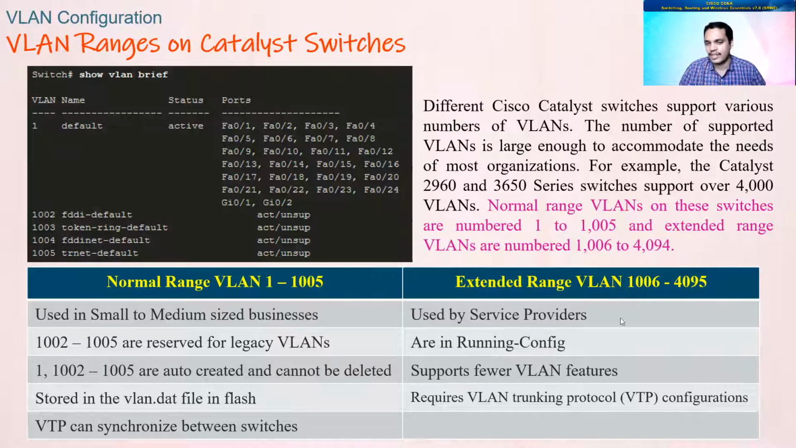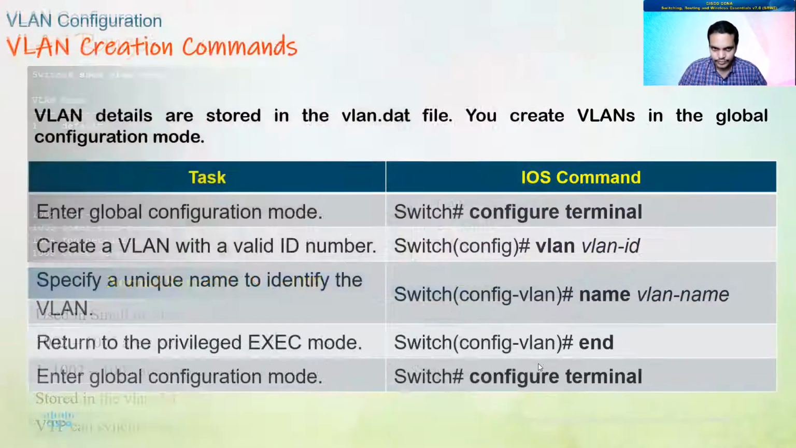1006 to 4095, the extended range VLANs, are stored in the running configuration. They are used by service providers. They support very few VLAN features and they require VTP configurations. So we normally work with normal range VLANs from 1 to 1005.